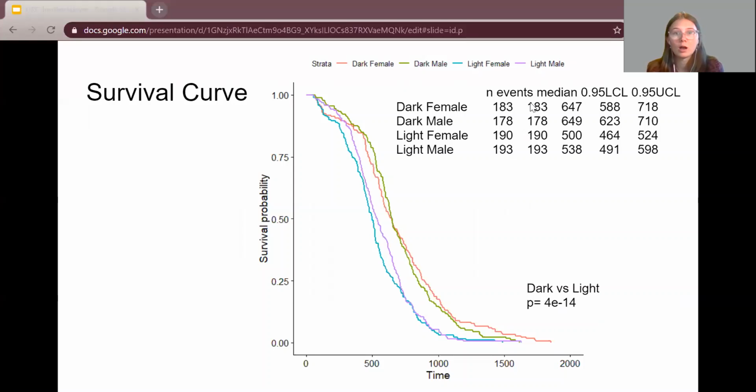After performing a log-rank test to test the difference between light and dark lines, we got a p-value of 4 to the negative 14th power. This rejects the null hypothesis of dark and light lines having the same survival probability in this heat assay.